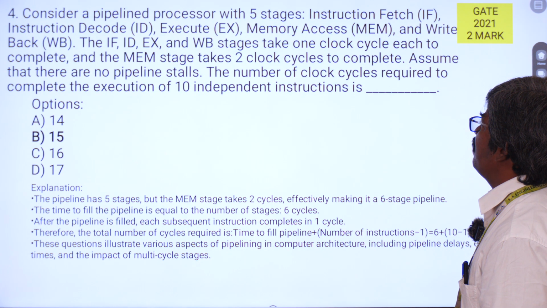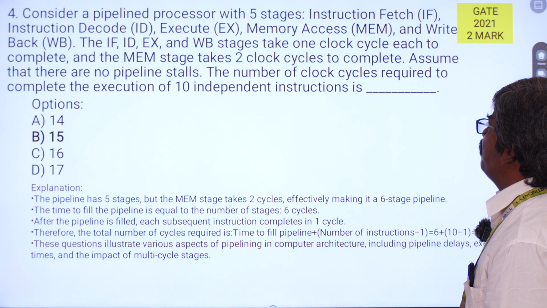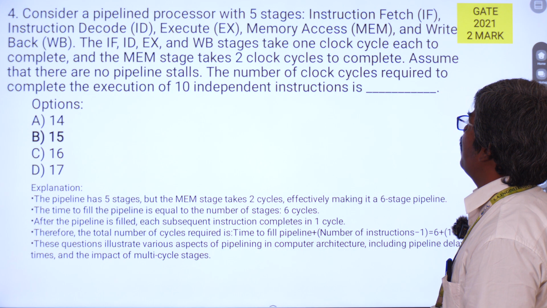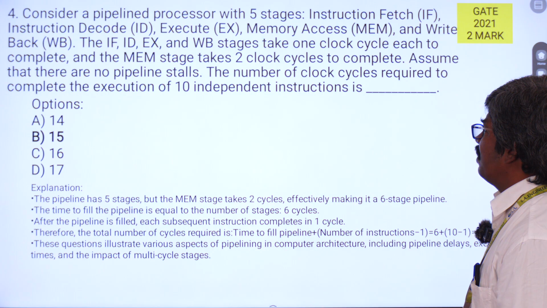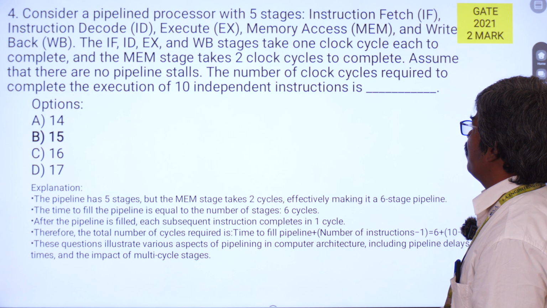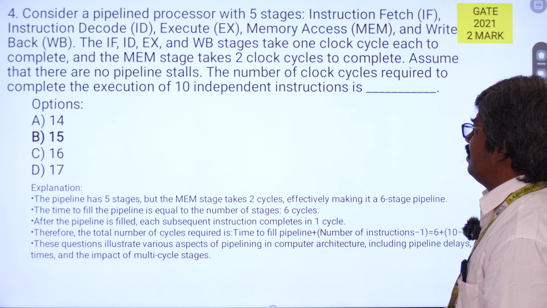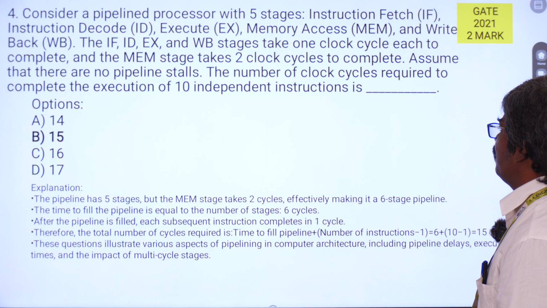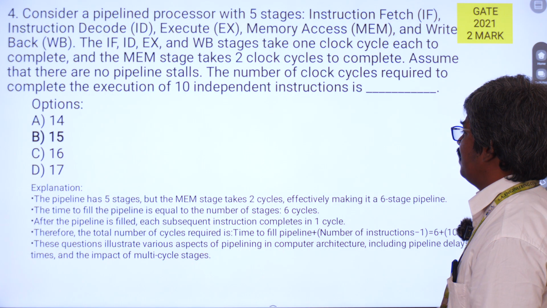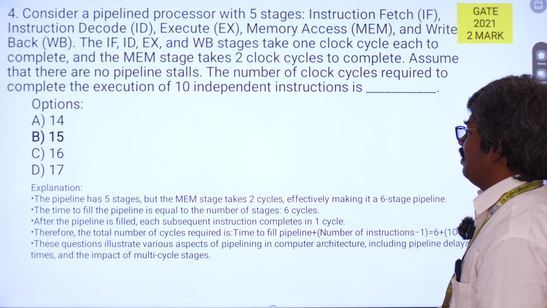Consider the pipeline processor with a 5-stage pipeline: instruction fetch, instruction decode, execute, memory access and write back. The instruction fetch, instruction decode, execute and write back stages take 1 clock cycle each to complete and the memory stage takes 2 clock cycles to complete. Assume that there are no pipeline stalls. The number of clock cycles required to complete the execution of 10 independent instructions is, the answer is B.